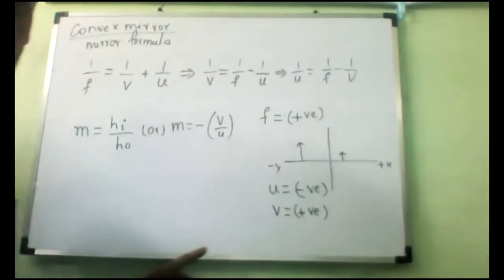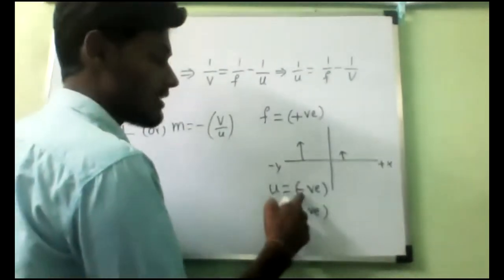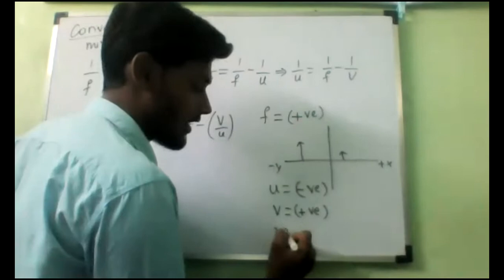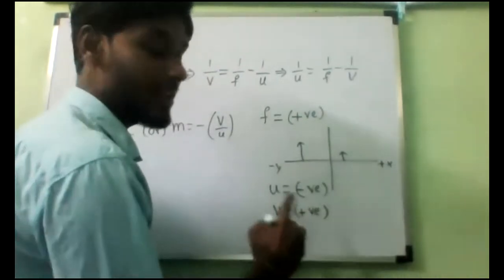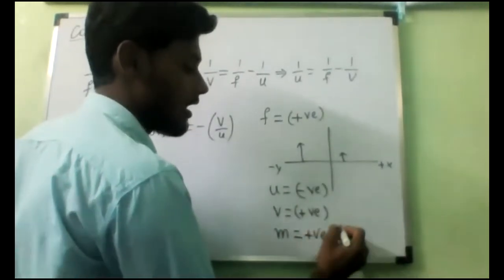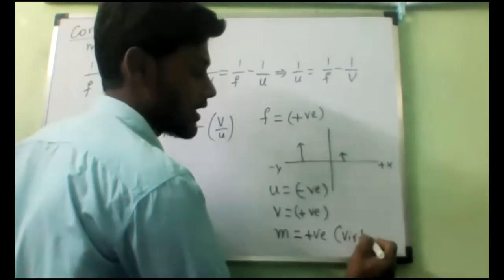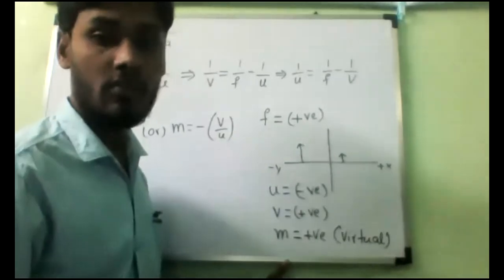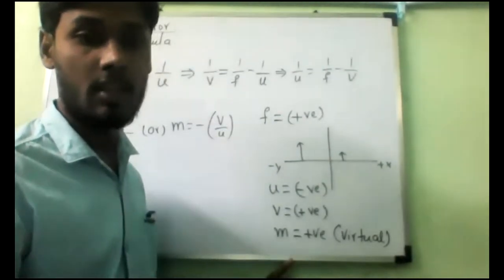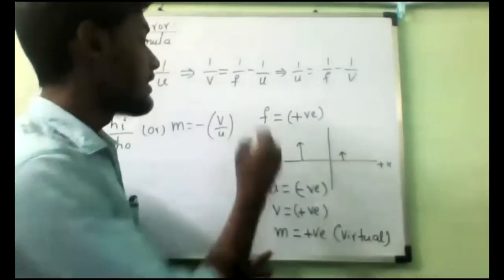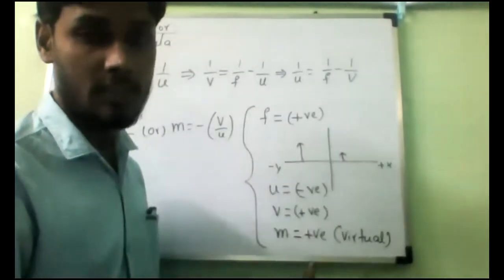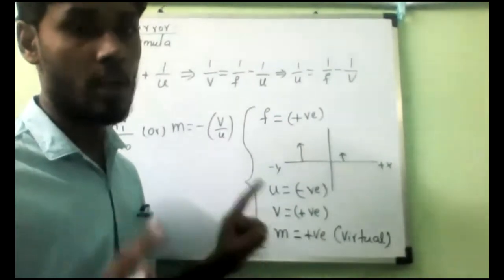Do you understand, all of you? Object distance is always negative. Image distance is always positive. Magnification is always positive, and it is always a virtual image. Whenever you get a virtual image, definitely magnification will be positive. So this is the sign convention of the convex mirror. Always this is fixed. There is no kind of confusion. All of you should remember.